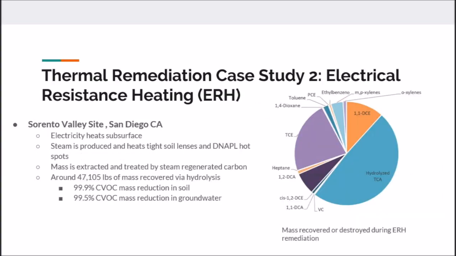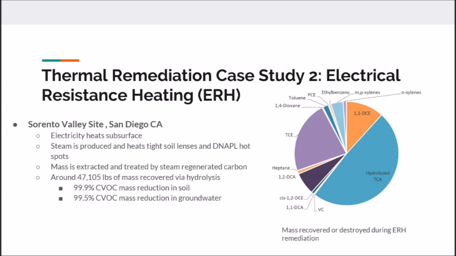For case study 2, this was an example of electrical resistance heating. Feasibility studies were conducted at this site to evaluate remedial technologies. Multiple investigations were conducted with more than 1,000 groundwater samples and more than 300 soil samples taken. In conclusion, electrical resistance heating was the best technology to treat the DNAPL source area.